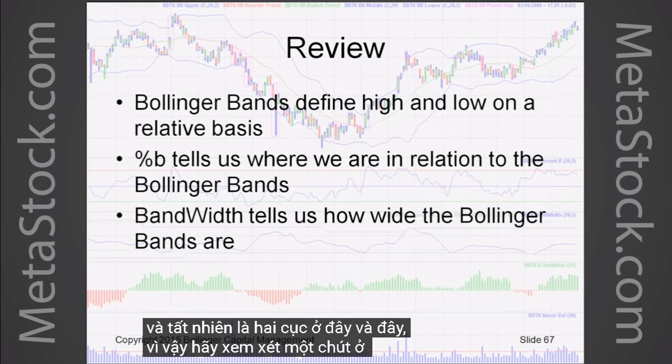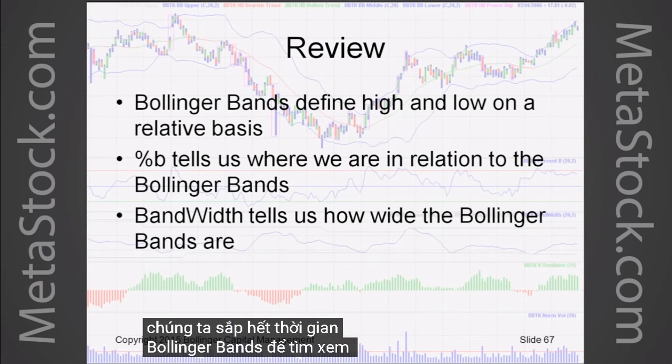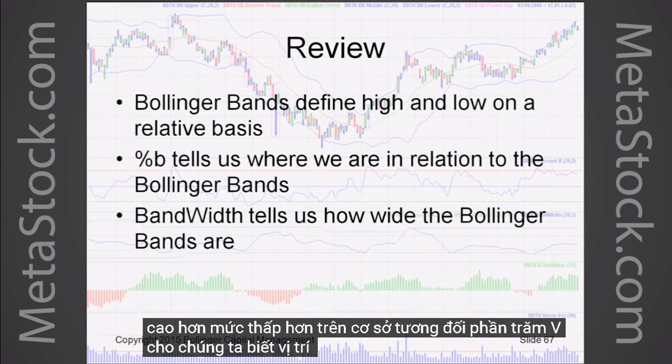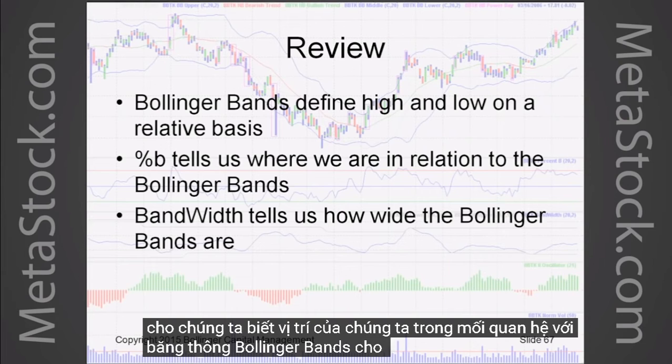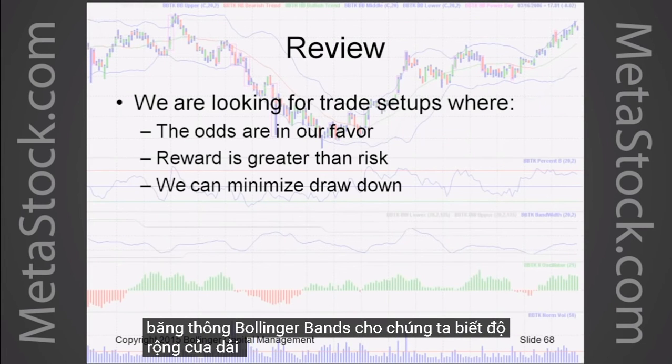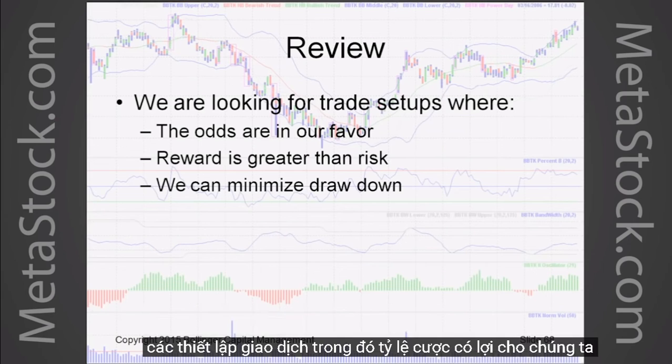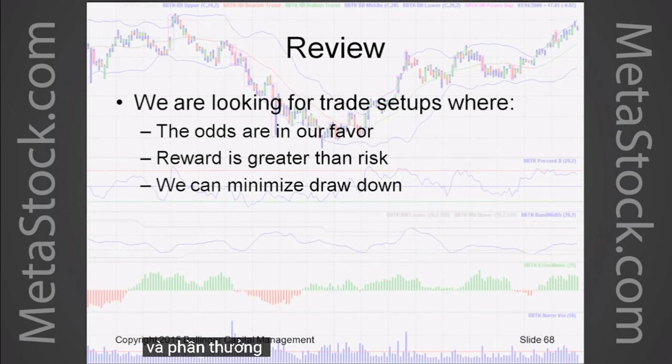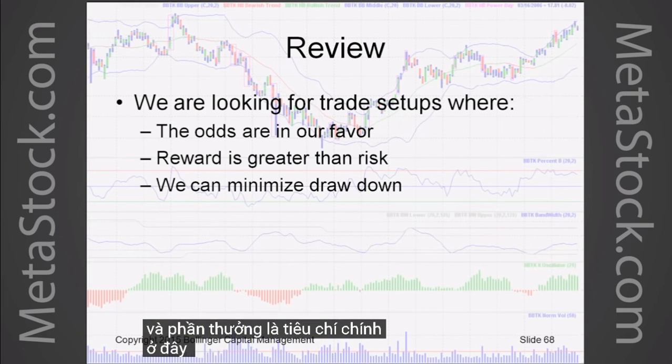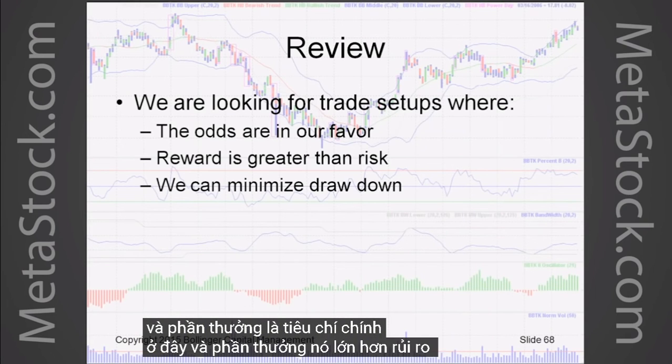So a little bit of review here as we're running out of time. Bollinger Bands define whether price is high or low on a relative basis. Percent B tells us where we are in relation to the Bollinger Bands. Bandwidth tells us how wide the bands are. We're looking for trade setups where the odds are in our favor. Risk and reward is a key criteria here, and reward needs to be greater than risk.